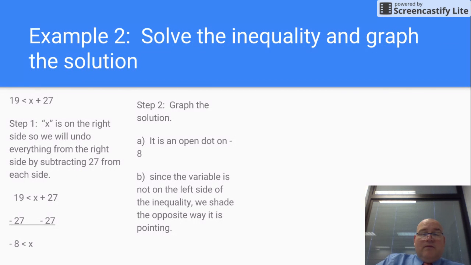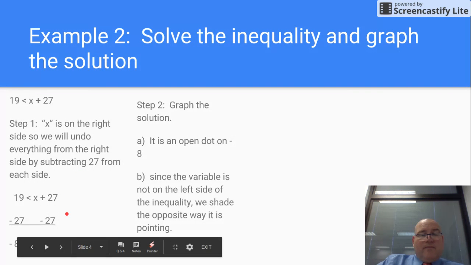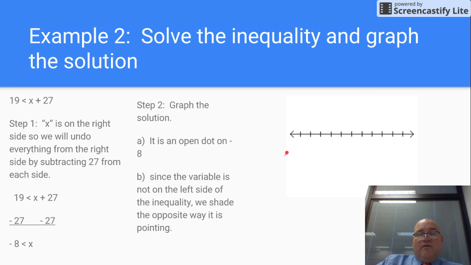Since the variable is not on the left side of the inequality, we shade the opposite way it's pointing. Notice when I say pointing, look at your inequality symbol. If you think about that like an arrow, right now our inequality is pointing to the left, but since our variable's not on that side, we're going to shade the opposite way.